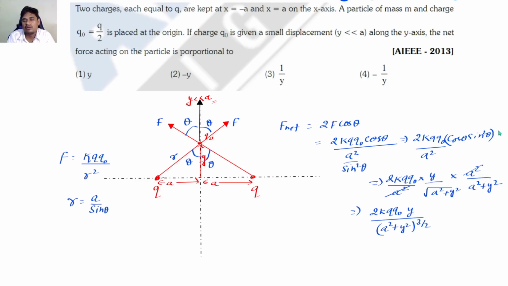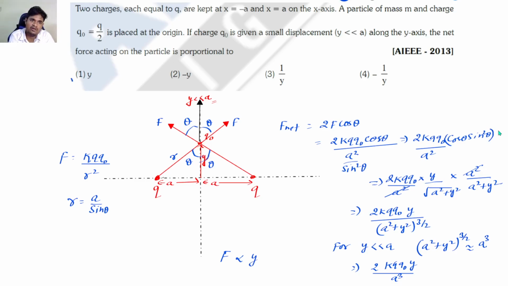Now for y much lesser than a, I can say a square plus y square raised to the power 3 by 2 will be equal to a cube. So the force will come out to be 2k q naught times y by a cube. So I will say that the force is proportional to y. So the correct option is option 1 here.